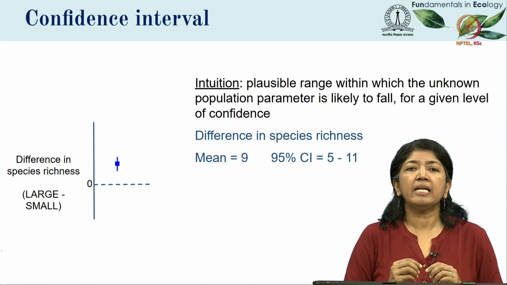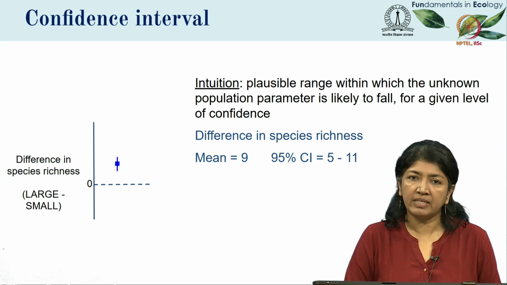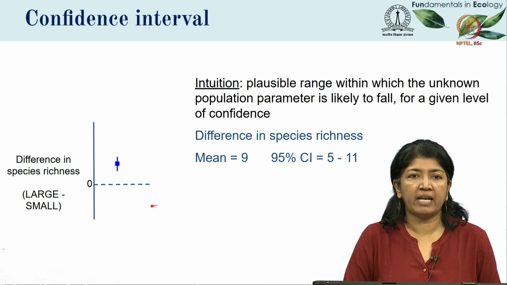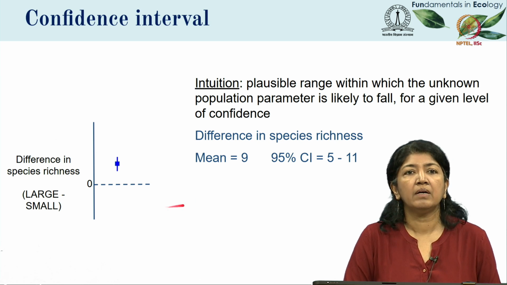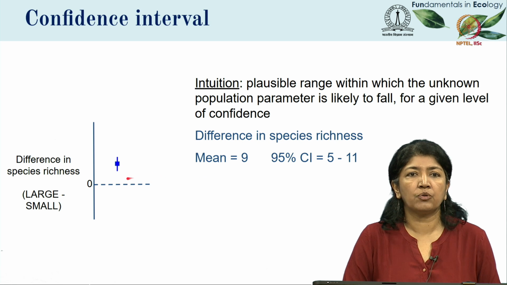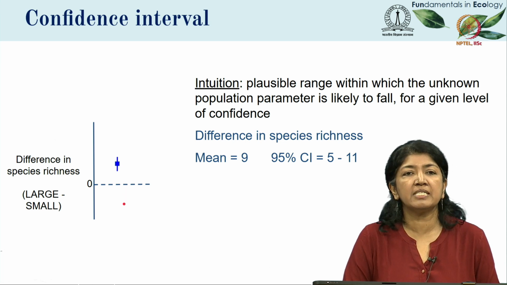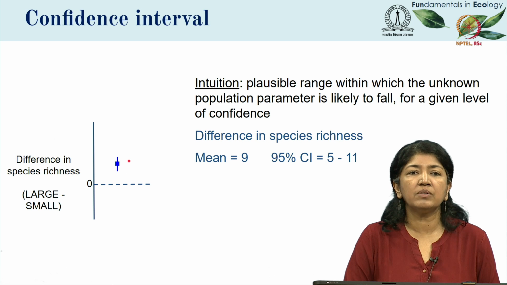Okay. So, usually you would not see the sampling distribution, usually the way your estimate and confidence interval are shown is in the form of an error bar. So, for example, same example, we have a mean of 9 and a 95% confidence interval of 5 to 11. So, this would usually be shown as the difference in species richness between large and small. 0 would mean no difference, negative value would mean more species in small habitat patches, positive value is more species in large habitat patches. So, here you can see we have got a mean of 9 and a confidence interval ranging from 5 to 11.